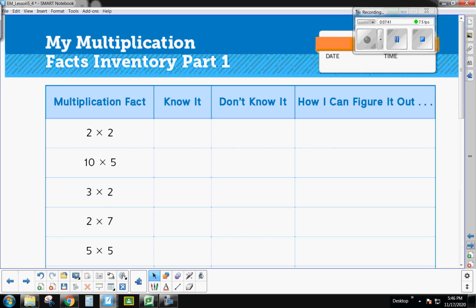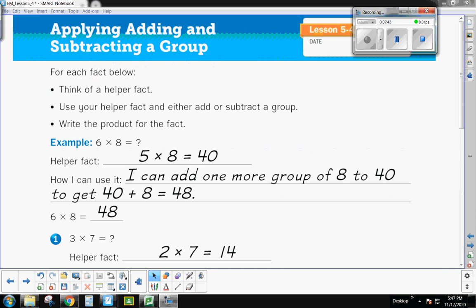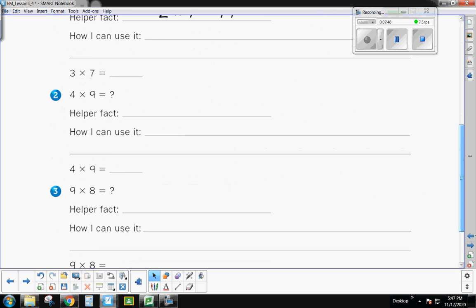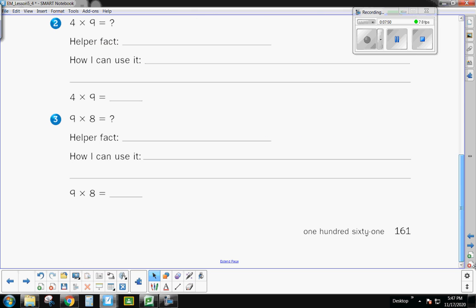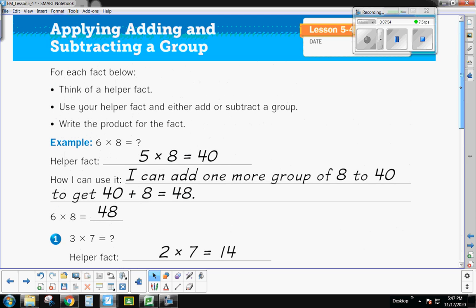All right, so now let me get here to our workbook page. Why don't you go ahead and turn in your workbook to page 161.